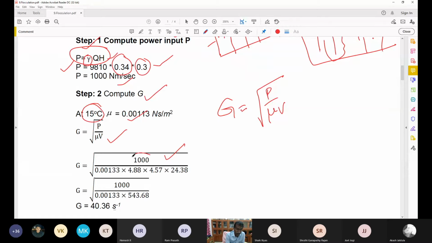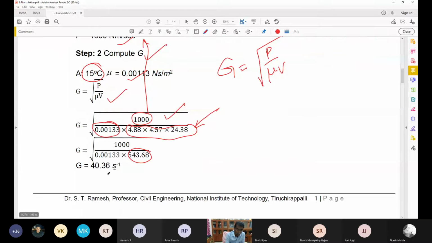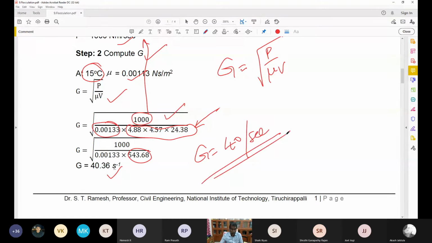So P from the first step, mu at the particular temperature, 15 degrees Celsius, and V is equal to the volume of the basin. The standard dimensions of the basin have been given, the length, breadth, and width, so you can calculate the total volume. By substituting in this equation, you may get the G value as 40 per second. Is it okay? The second step also is not very challenging, it is only the substitution of values in a careful manner.